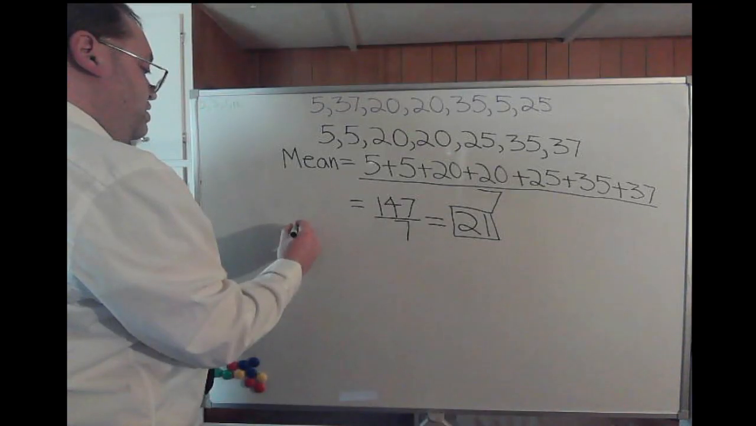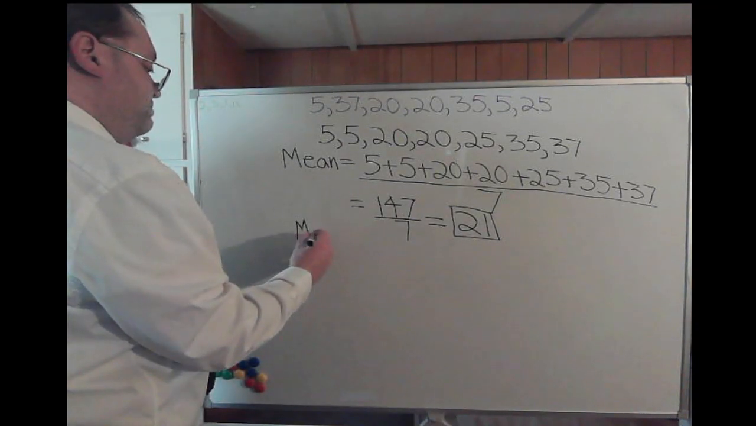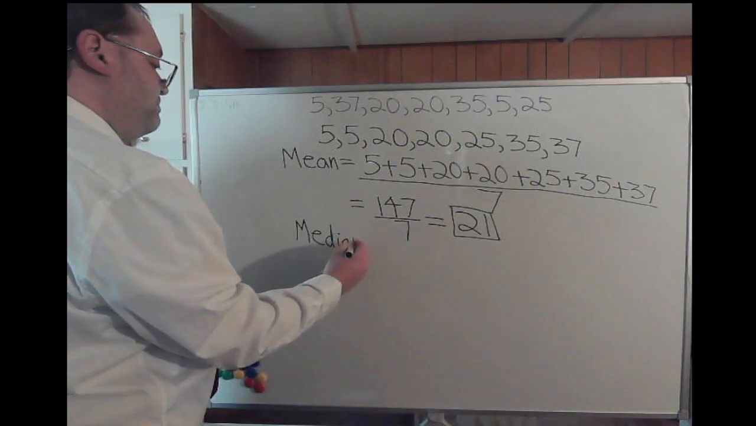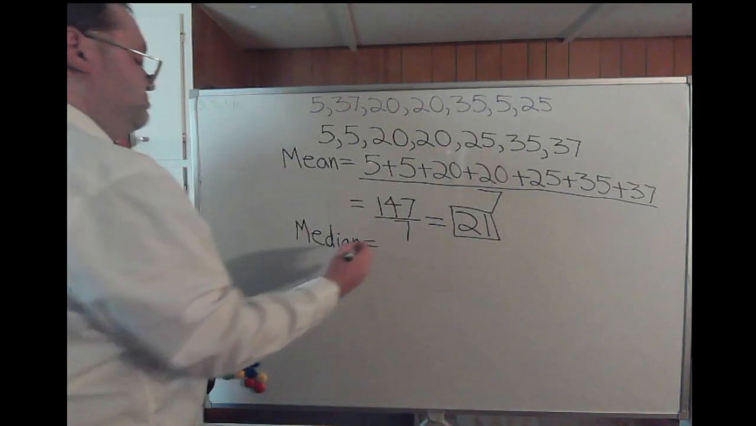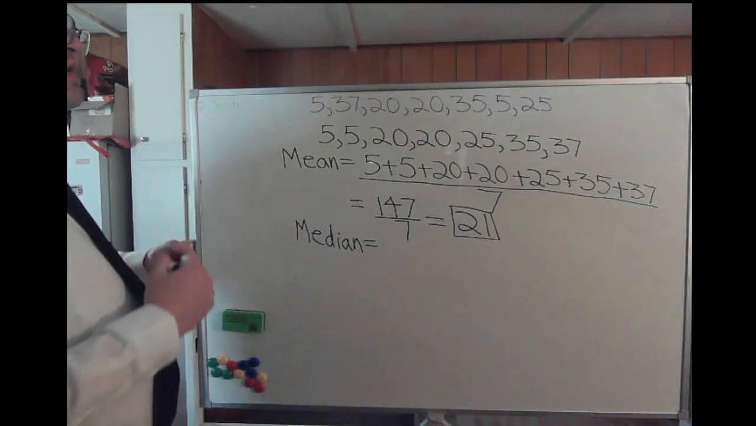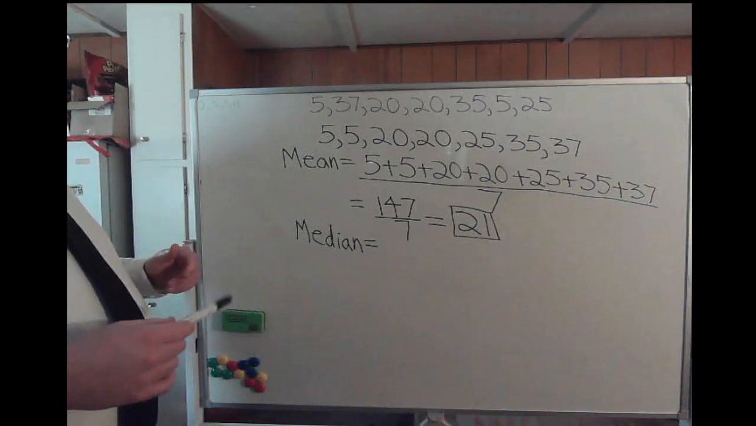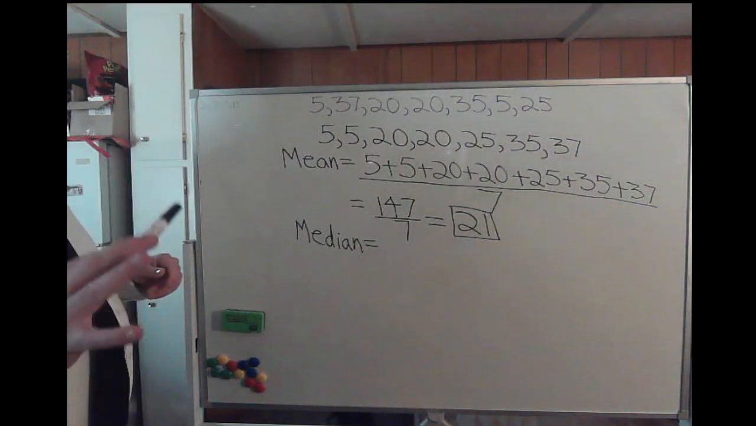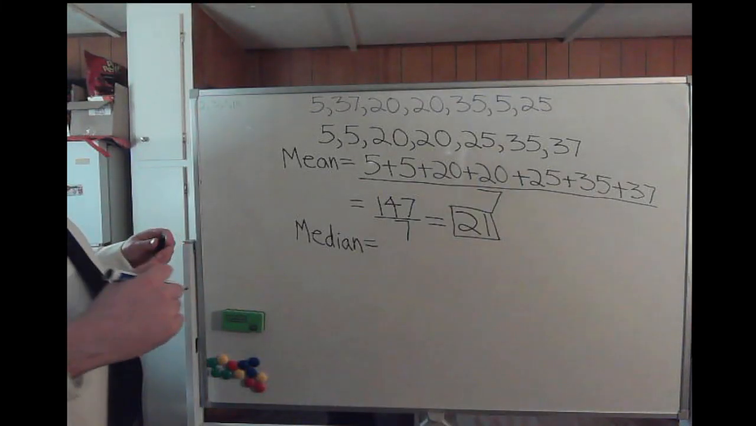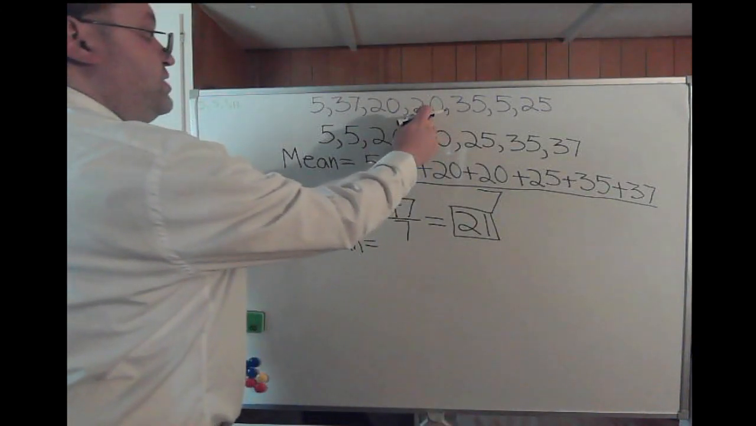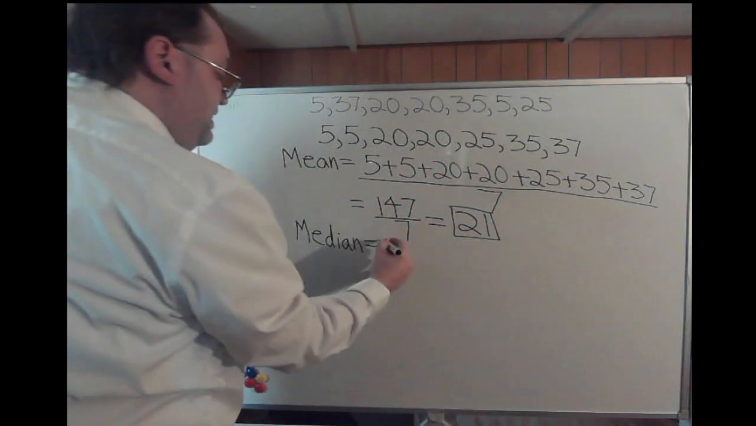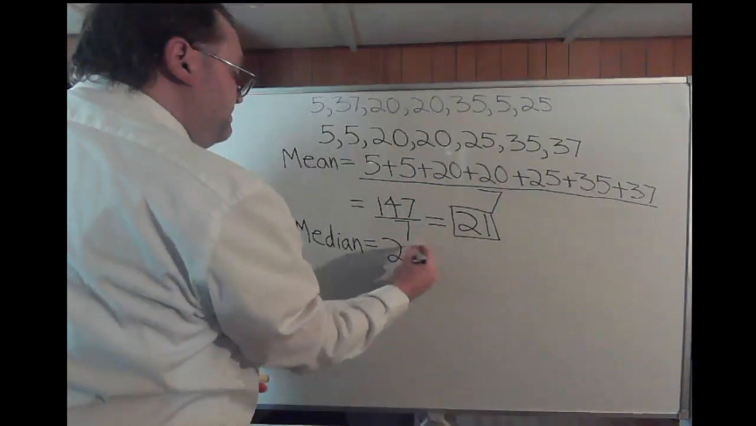The median, we'll do the median next, then we'll do the mode. So the median is going to be the middle number. Again, count your numbers. If you have an odd number of numbers, like we do here, there's 7 numbers, it's literally just the middle number. So the fourth number, the middle number here of the rewritten list, would be 20. So the median is 20.